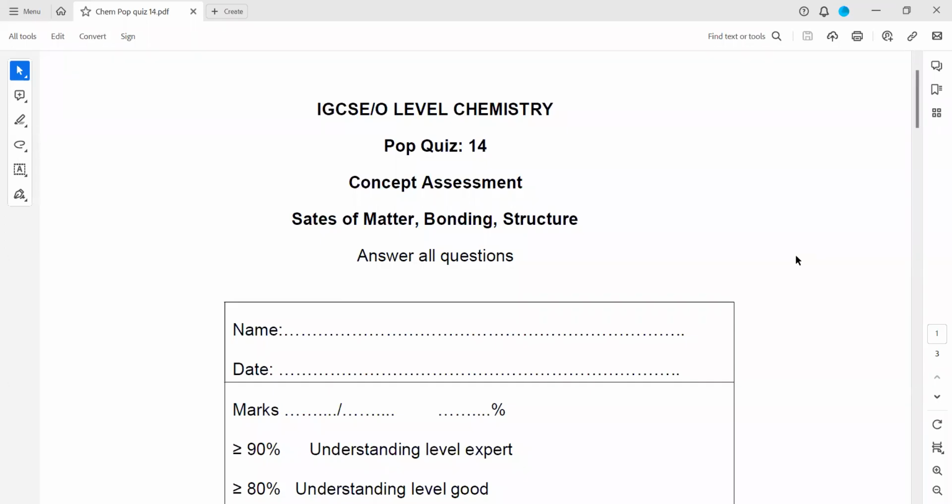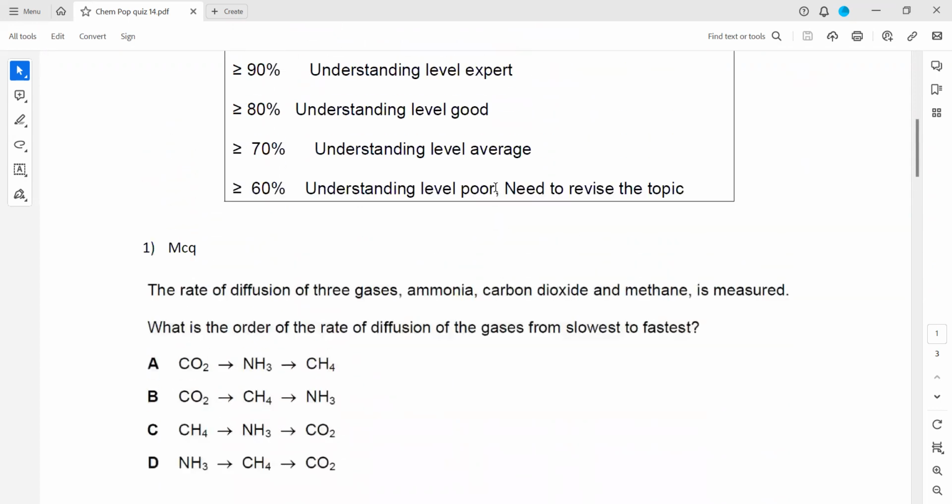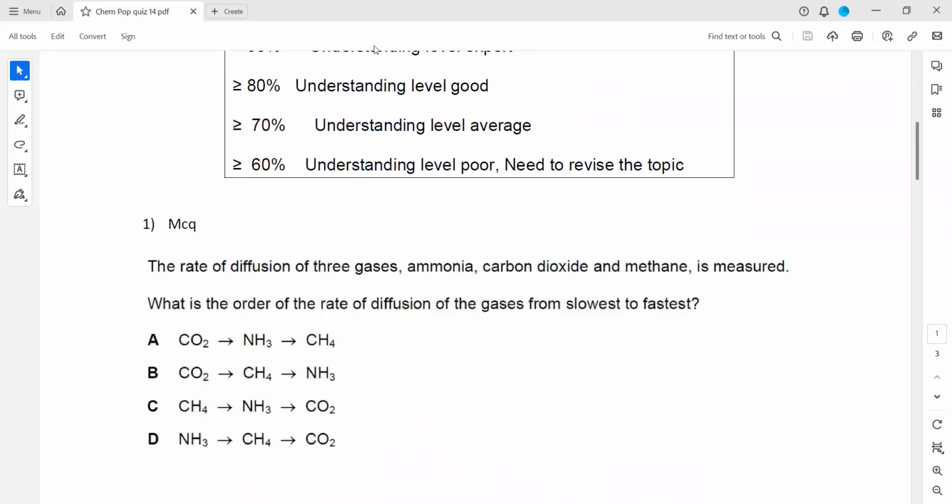So starting with the discussion of pub quiz 40, which was related to states of matter, bonding and structure questions. And all MCQs were there in this assessment test. So in the first question, rate of diffusion of three gases, ammonia, carbon dioxide, and methane is measured. What is the order of rate of diffusion of these gases from slowest to the fastest?